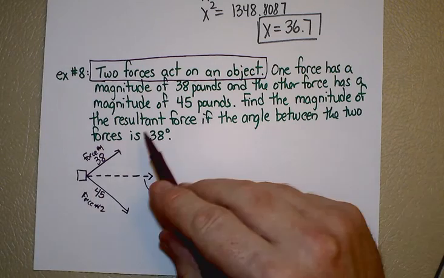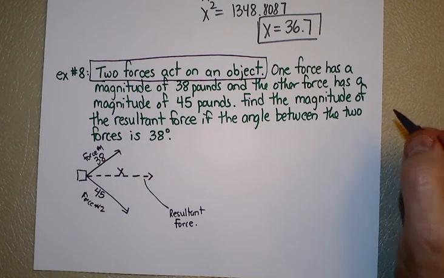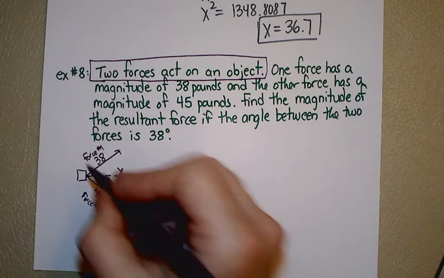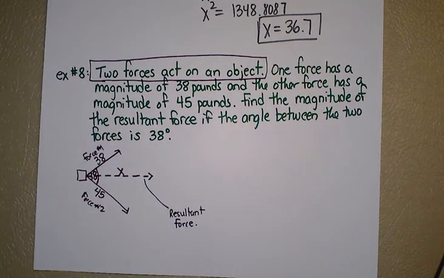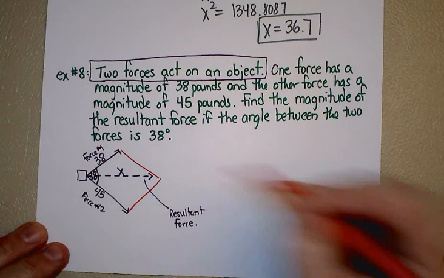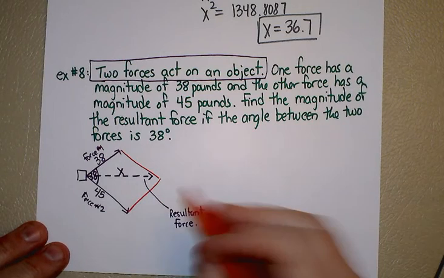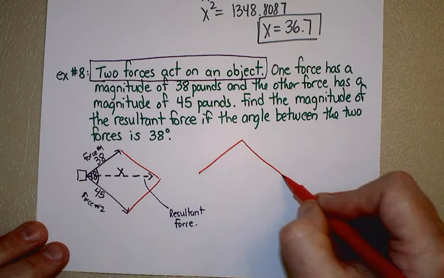That's this force in here. We're looking for the magnitude of that resultant force, if the angle between the two forces, this angle in here, is 38. All right? So the way we do a force question is we finish the diagram, making it a parallelogram. And since this is a parallelogram, I can break it up into the triangles that you see. So I'm going to take the top triangle.